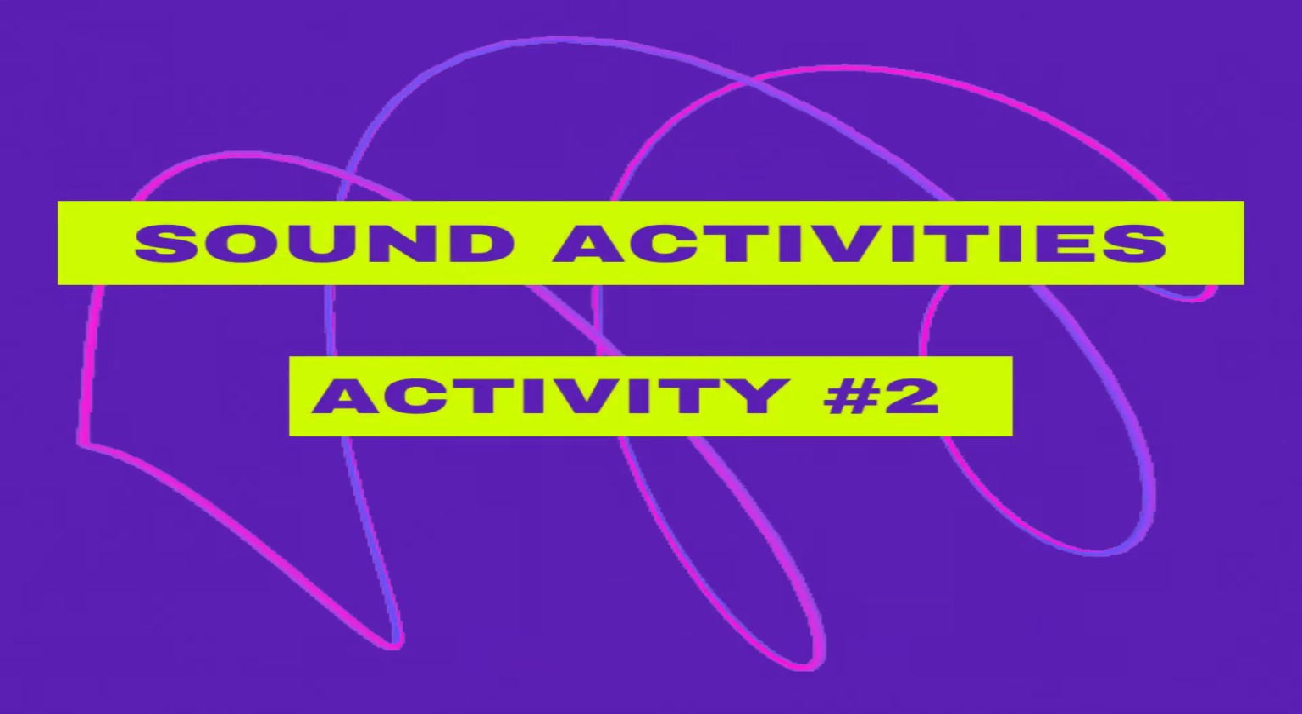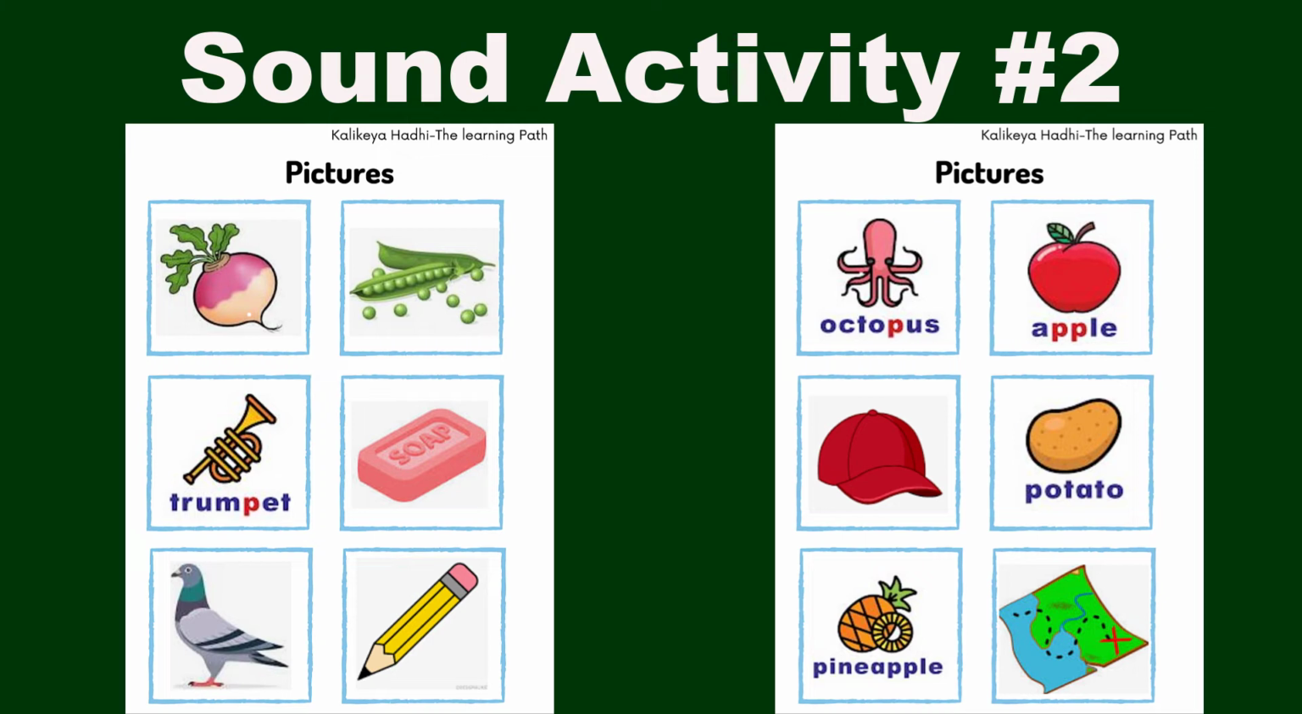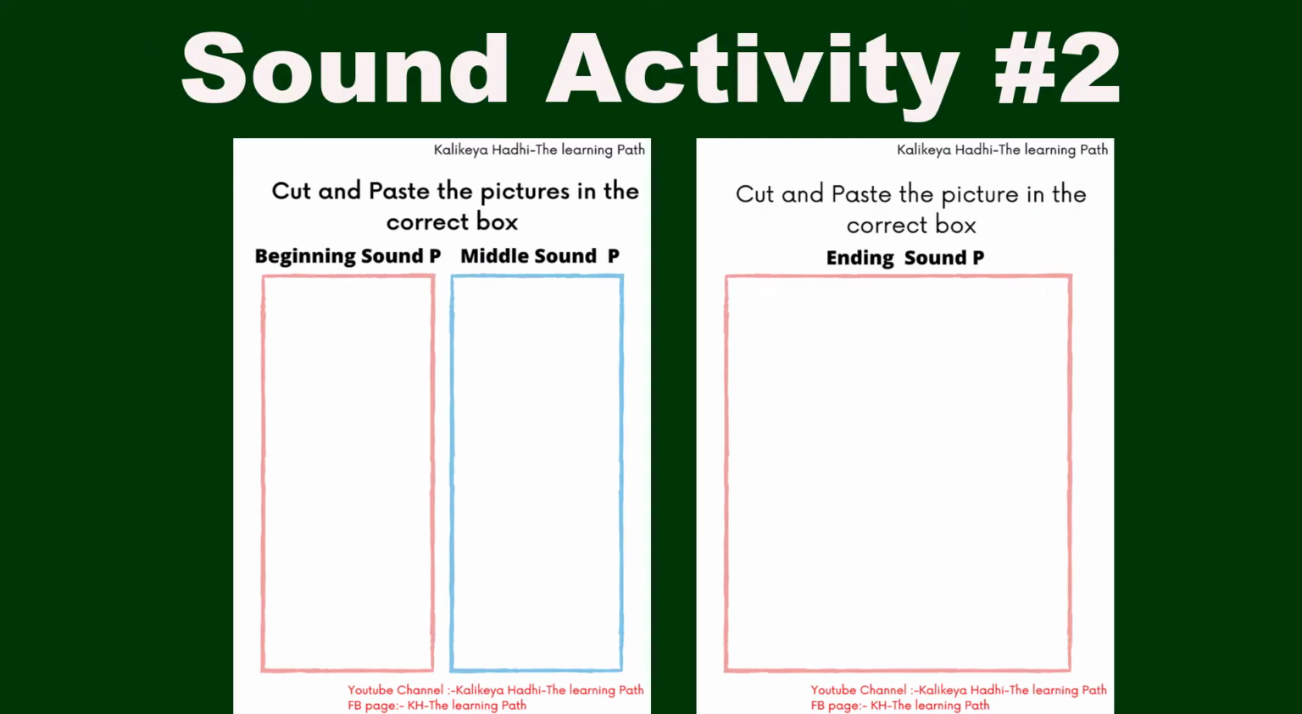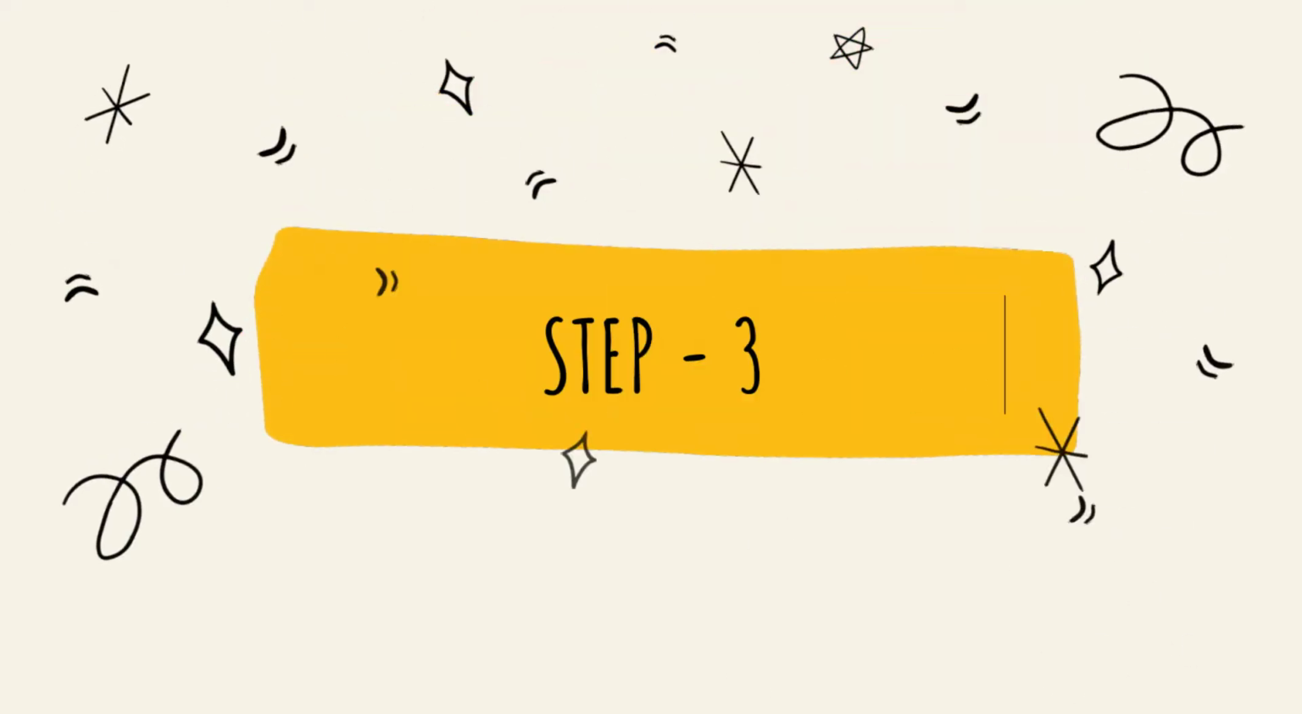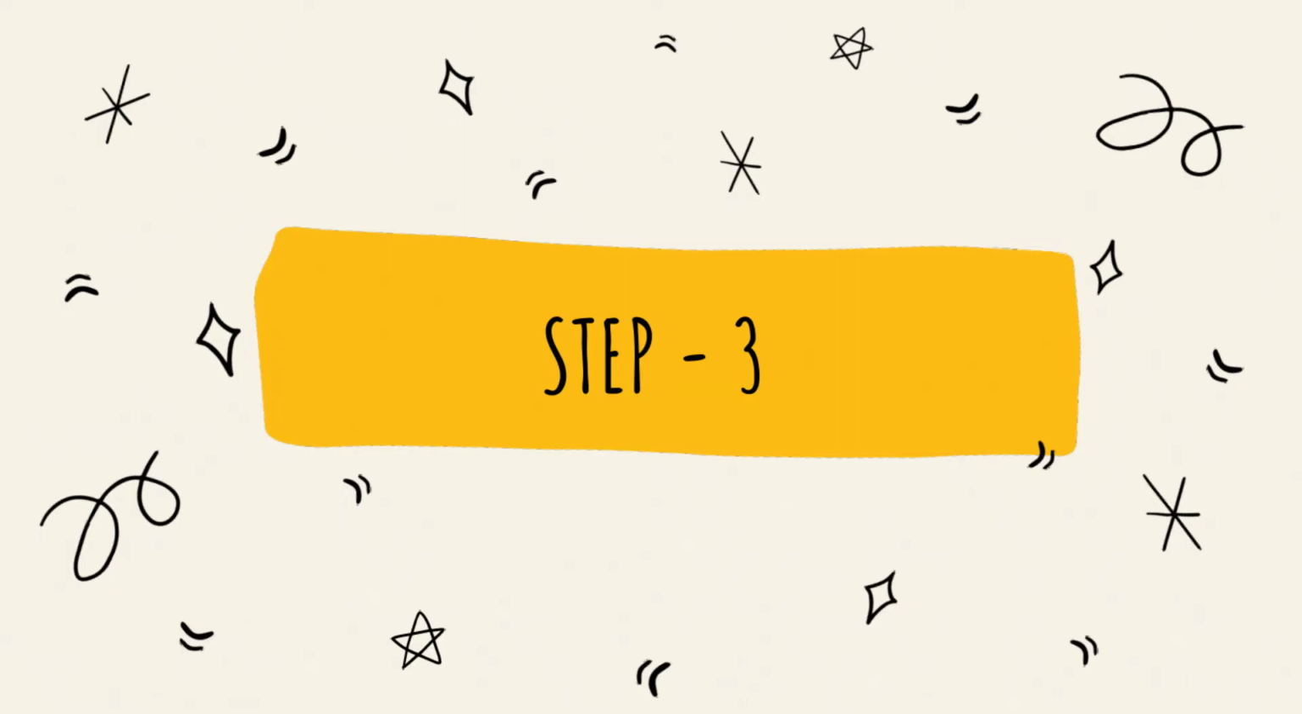For second activity, you need to cut the pictures given in this worksheet. All these items have P sound either in the beginning, middle or in the end. Paste these pictures in the correct box given here. This activity helps your child to know how to identify P letter sound in the beginning, middle or in the end of the word. Third step is introducing sight words.